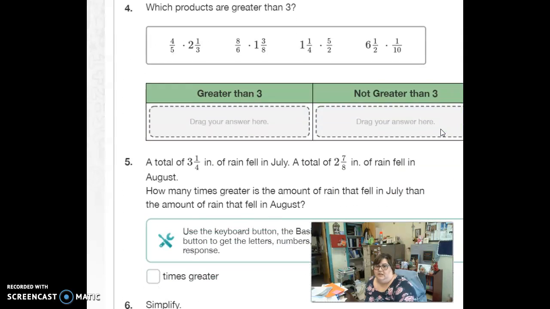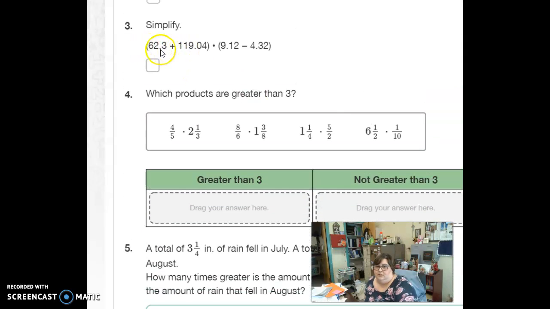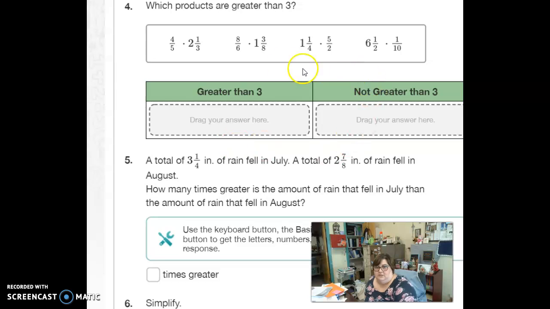Okay, decimals, remember, you're lining up your decimal point anytime you're adding or subtracting. And then once you get those two answers, you multiply them together. That's what that dot means. Here, you're going to multiply them to see if your product is greater than 3. So do the same thing we did for the division. Turn your mixed numbers into fractions. And then you just multiply straight across. And then divide your answer, the numerator by the denominator, to get your mixed number to see if it is greater than 3 or not greater than 3.